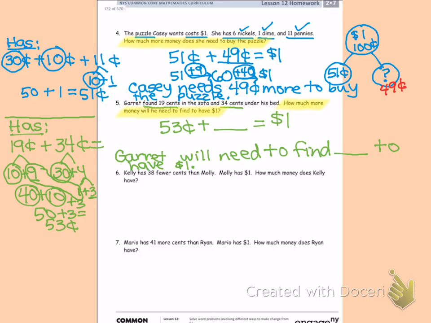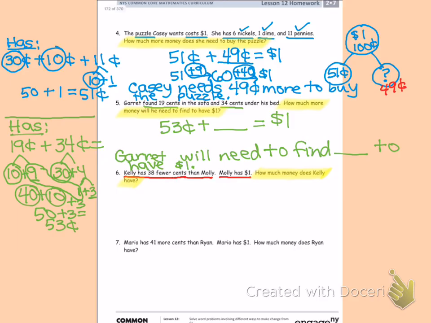Item 6 says, Kelly has 38 fewer cents than Molly. Molly has $1. How much money does Kelly have? I'll underline Kelly has 38 fewer cents than Molly, and Molly has $1. I'll highlight how much money does Kelly have?